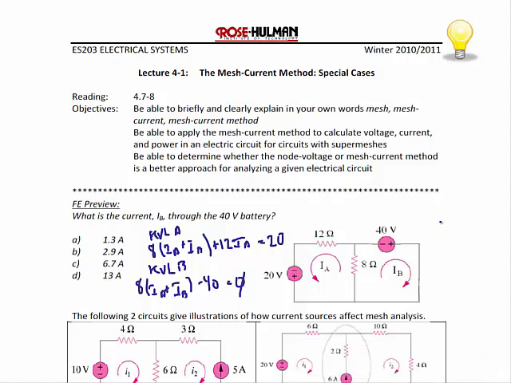So IA is equal to negative 5 over 3 amps, and IB is equal to 20 over 3 amps, which is approximately 6.7 amps. So the answer is letter C.